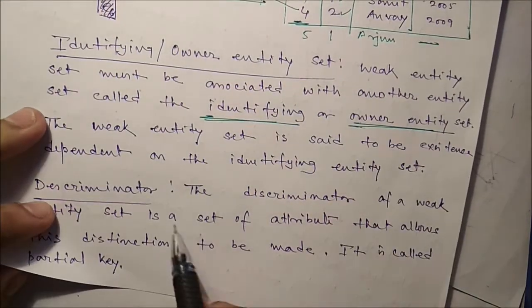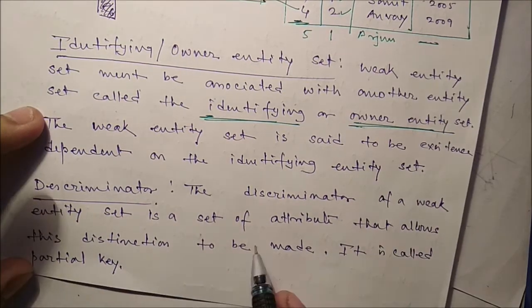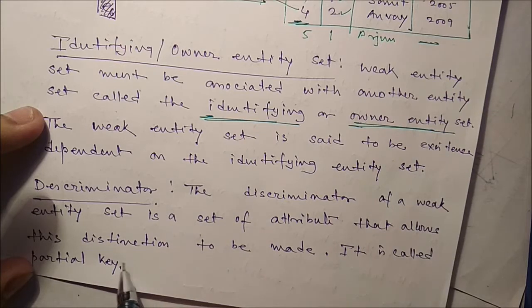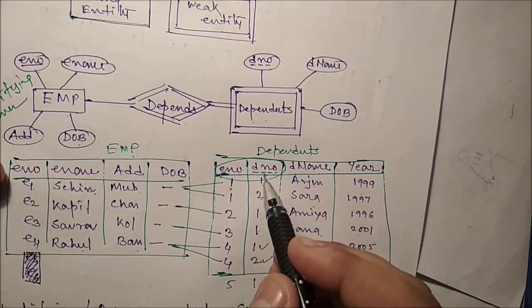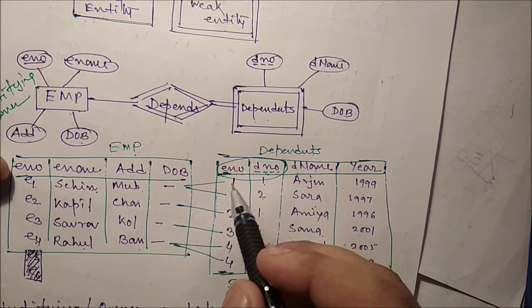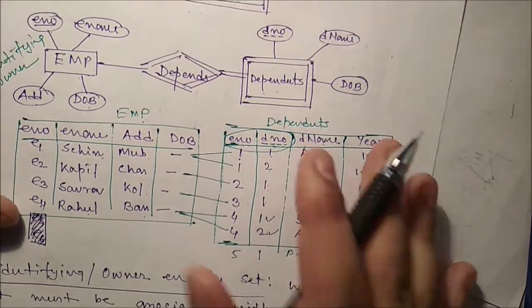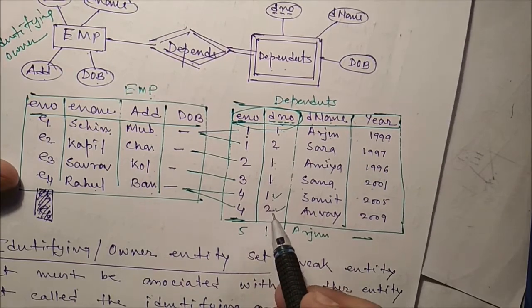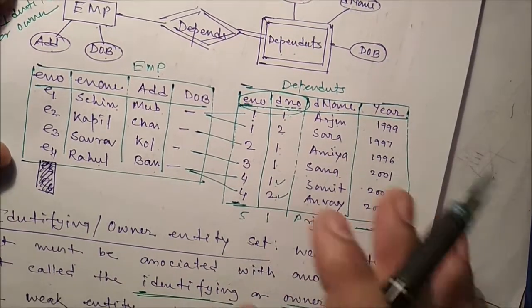Next is the discriminator. The discriminator of a weak entity set is a set of attributes that allows this distinction to be made. It is called a partial key. Dependent number is the partial key through which we can identify the first child of the first employee, the second child of the first employee. Similarly, the first child of the fourth employee, the second child of the fourth employee. So this is what we call a weak entity.